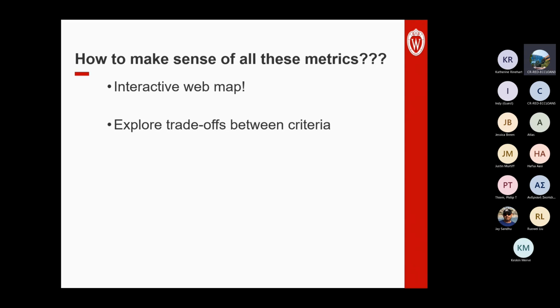What happens to the other criteria we care about? What happens if I maximize a map for compactness? Does that make my modularity worse? Does that decrease representation across different racial groups, et cetera?